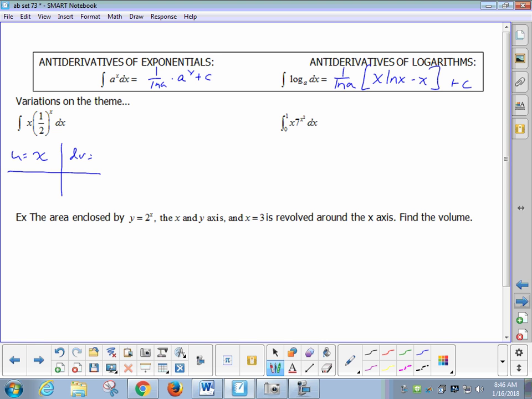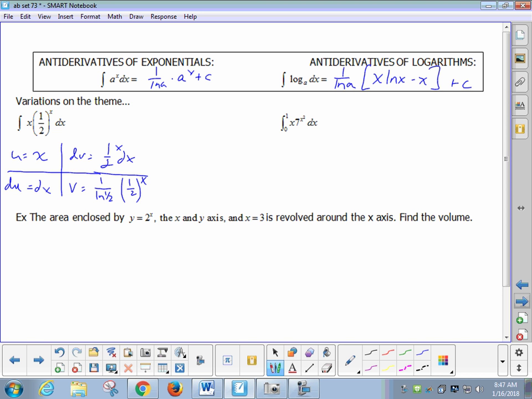Let u equal x. Therefore, dv is (1/2)^x dx. If u is x, then du is dx, easy enough. And then v is the antiderivative of (1/2)^x. What's the antiderivative of (1/2)^x? That's what we just learned. 1 over natural log of 1/2 times (1/2)^x.